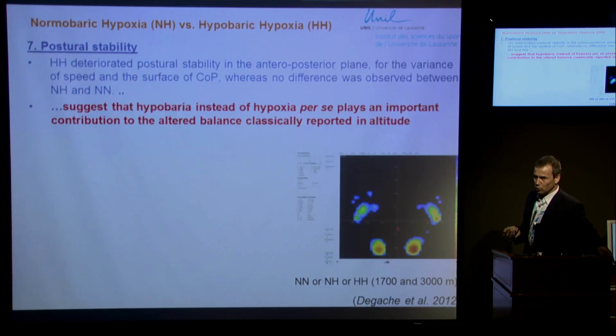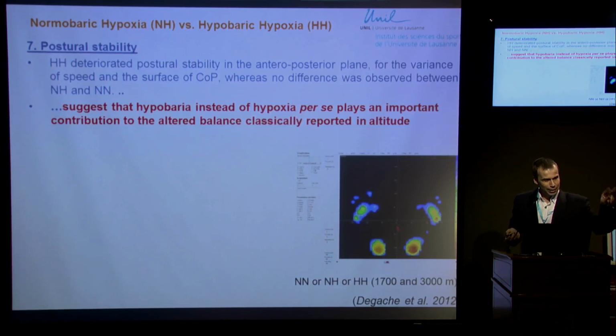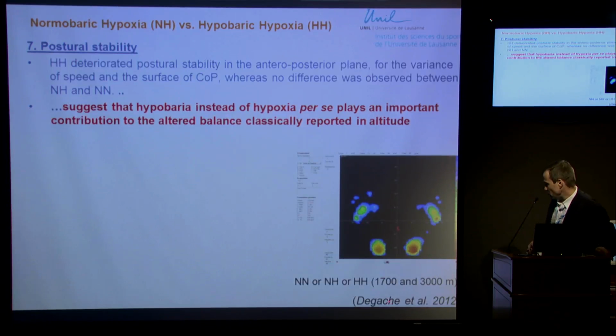Seventh point, postural control. Two things are very well known. Altitude will deteriorate your balance, your postural control. Second, muscle fatigue, especially in the calf, on the plantar flexors, will also deteriorate your balance, your postural control. So recently we published a paper in High Altitude Medicine and Biology, where we compare HH and NH. By the way, we compare three conditions: normobaric normoxia, normobaric hypoxia, and hypobaric hypoxia, the two hypoxic conditions at two altitudes, 1,700 and 3,000. And you get the results here.